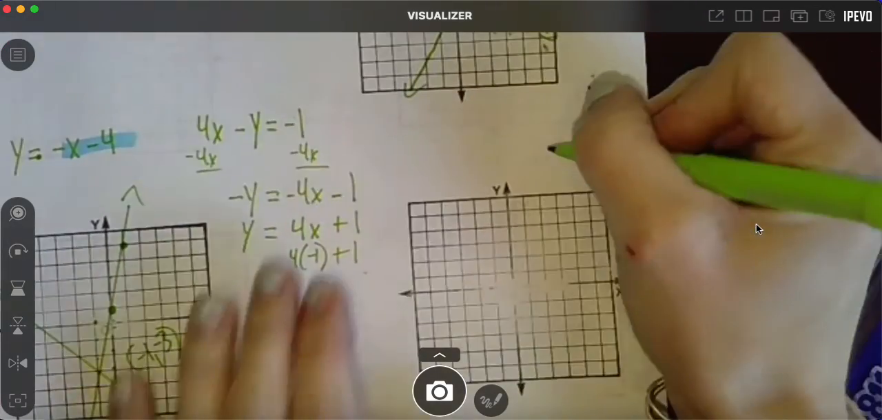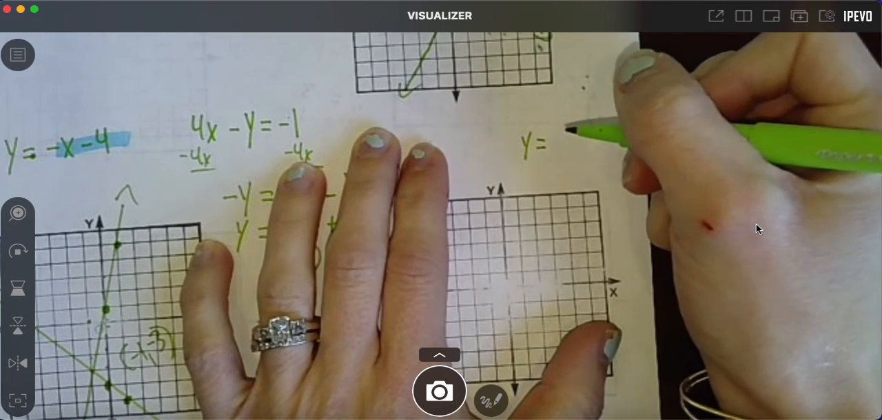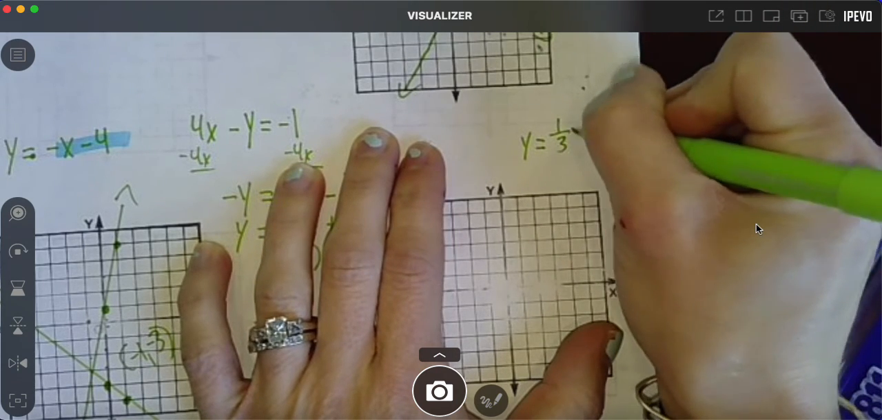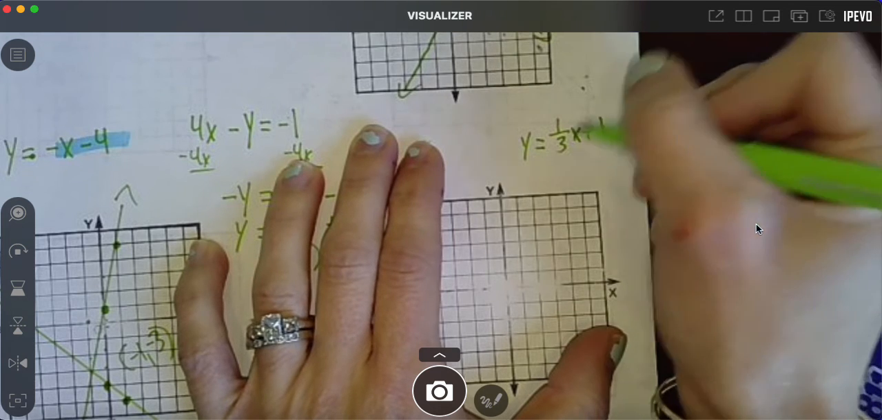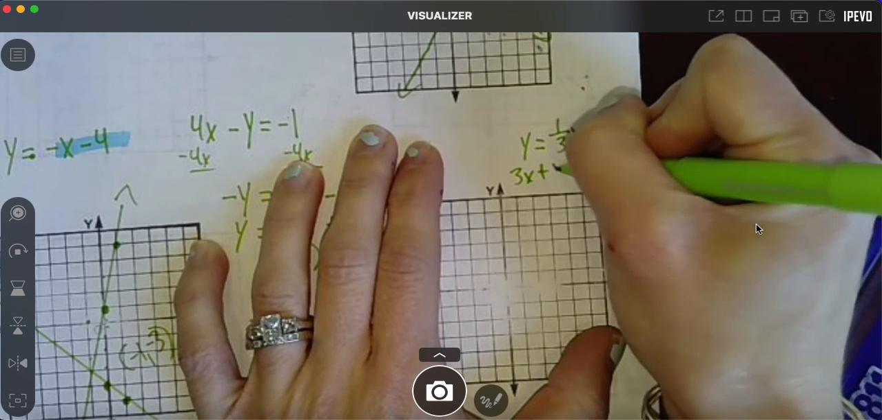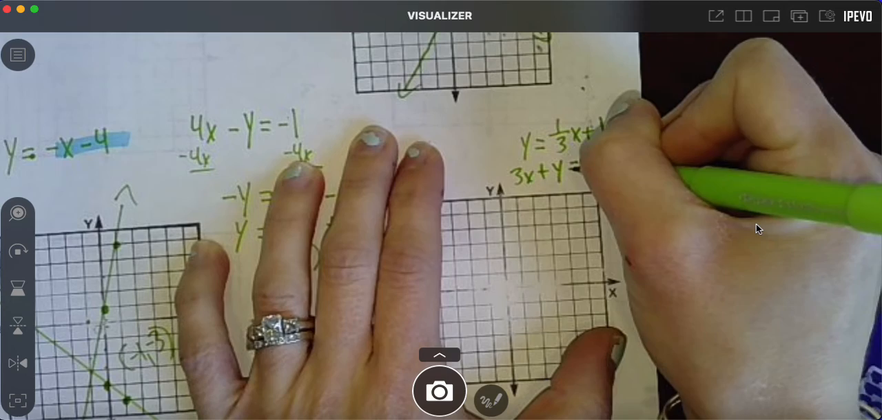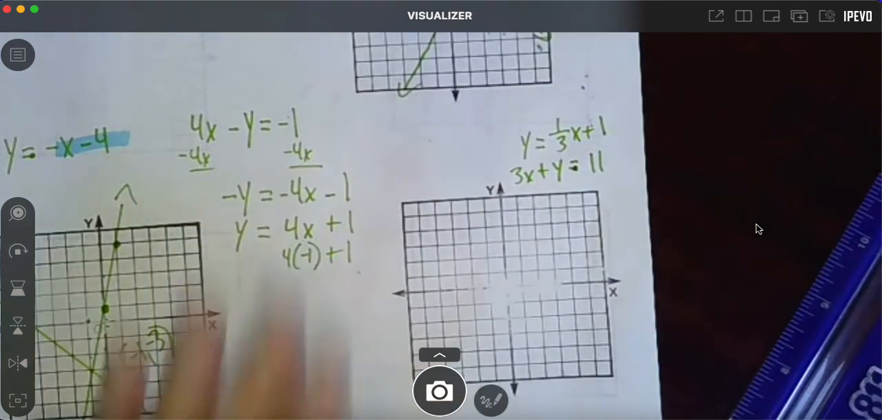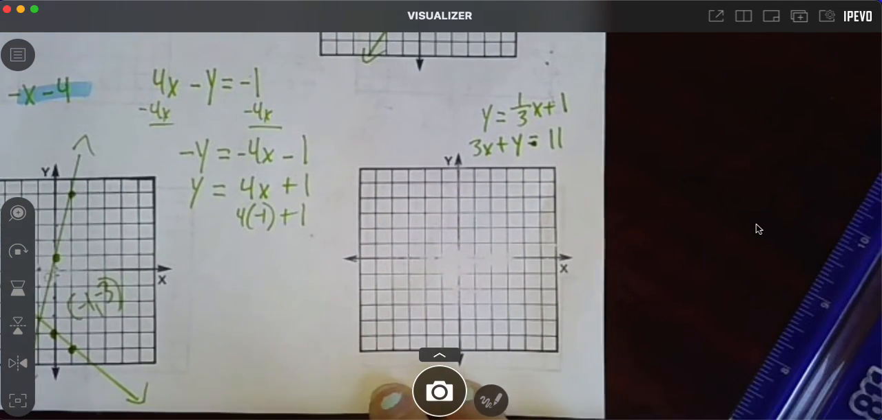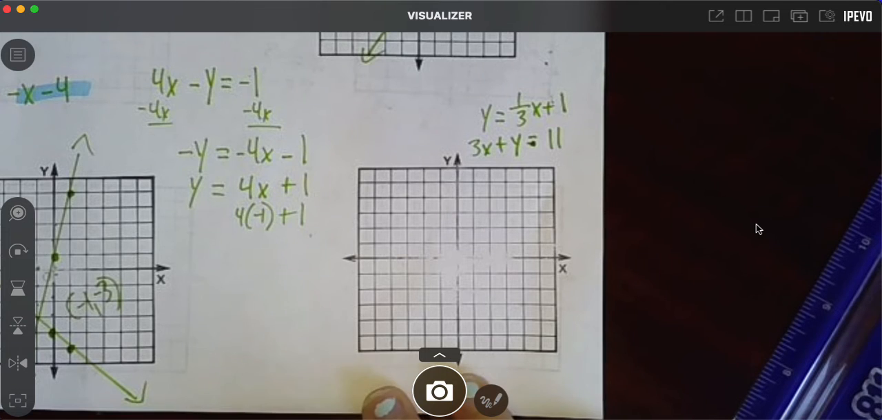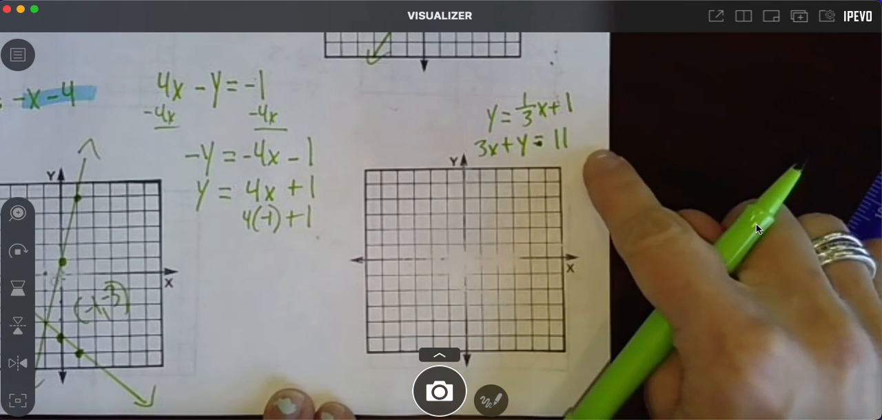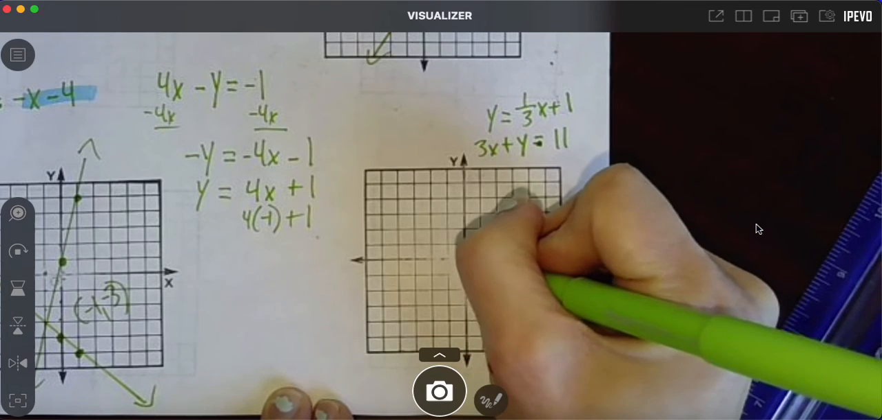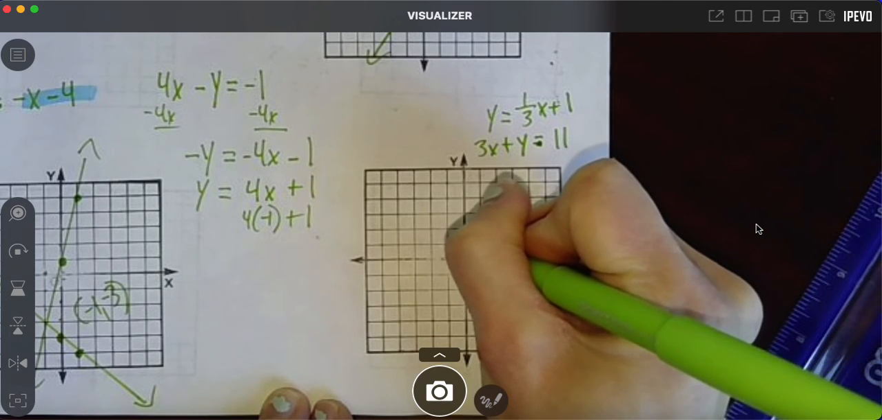I'll do y equals 1/3 x plus 1. And I'll do 3x plus y equals 11. So my first one's easy to graph, right? I'm going to go ahead and graph it. I'm going to go up 1. Oh, I wish I wouldn't have had that 11 though. Oh well. We'll just go with it.